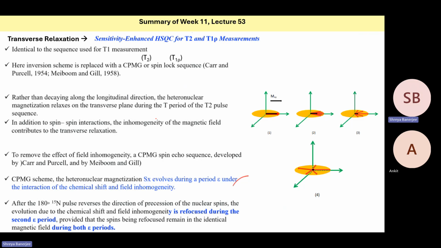So now we will look at transverse relaxation, or T2. Just give me 2 minutes.